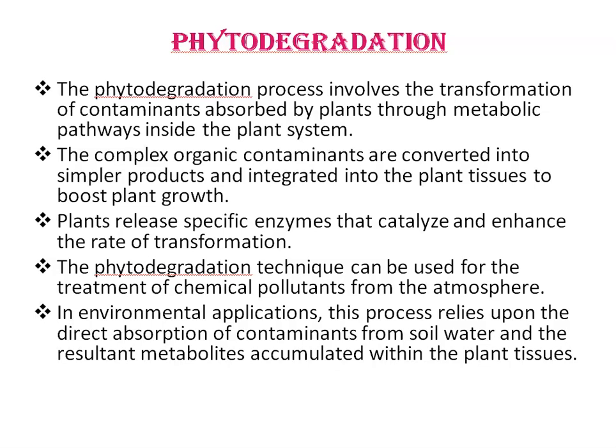The phytodegradation process involves the transformation of contaminants absorbed by plants through metabolic pathways inside the plant system. It is also known as phytotransformation. The complex organic contaminants are converted into simpler products and integrated into plant tissues to boost plant growth. Plants release specific enzymes that catalyze and enhance the rate of transformation. The phytodegradation technique can be used for the treatment of chemical pollutants, for example, chlorinated solvents, herbicides, and explosives in groundwater sources, aromatic and petroleum hydrocarbons in growing soils, and volatile substances in the means from the atmosphere.